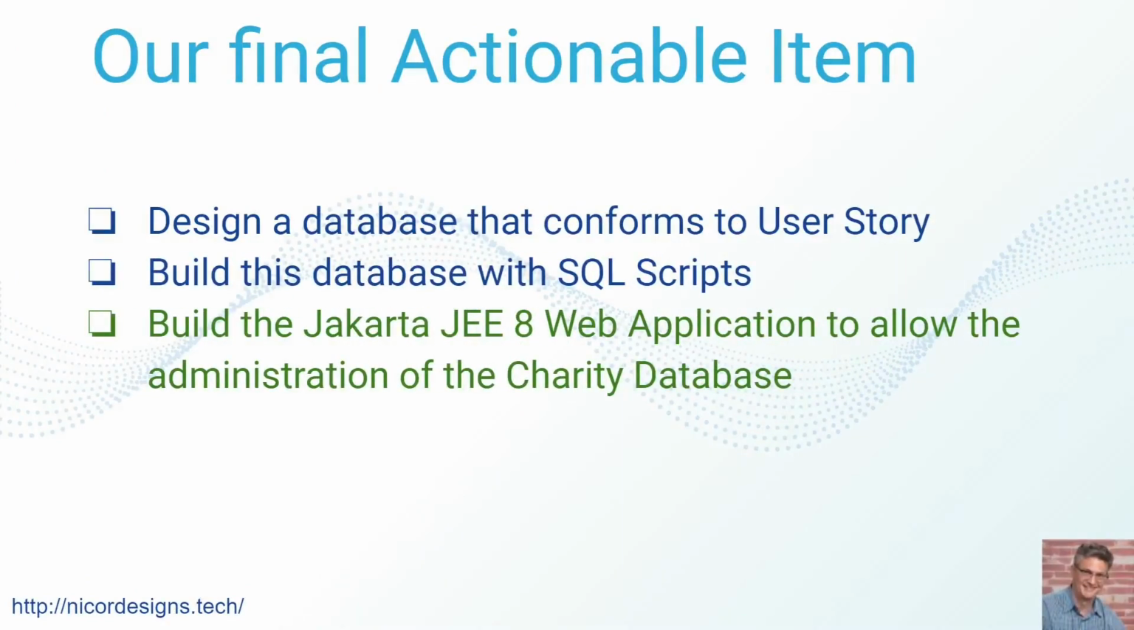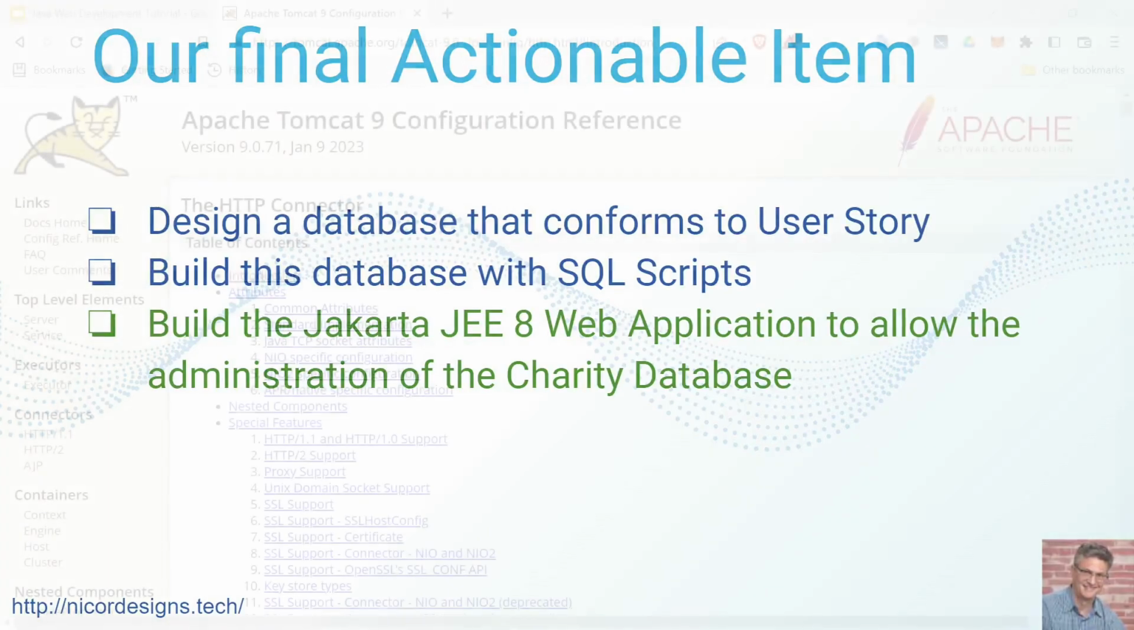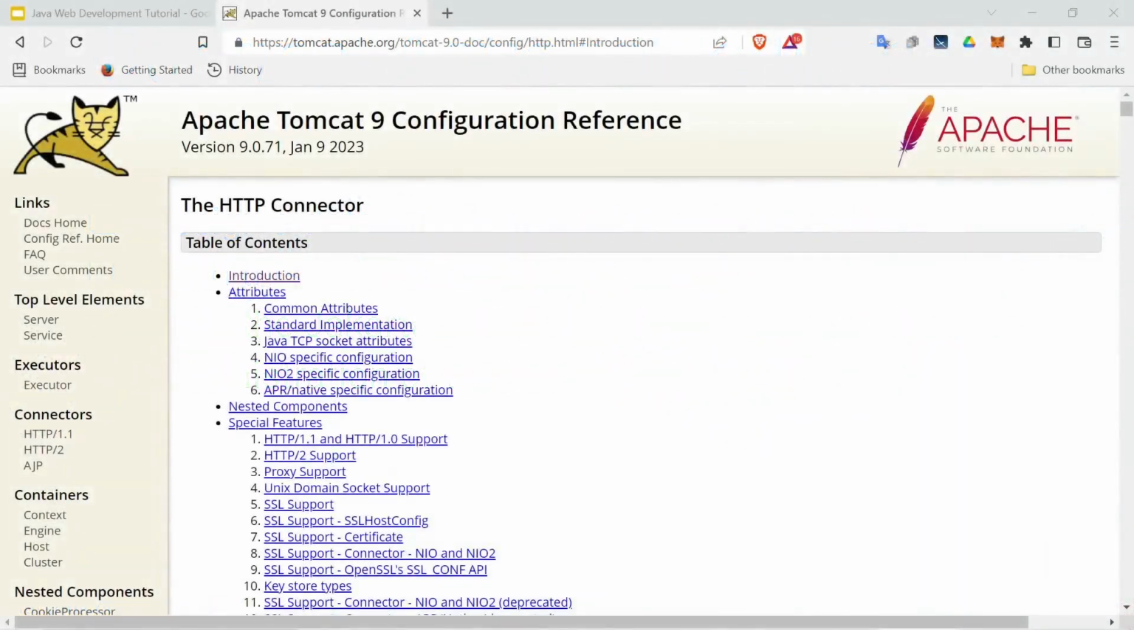These are our action items, and we've already touched on the first two items in our previous lesson. So now we reach the point where we will build the actual web application that will allow for the administration of the online charity database. The first two items start coding.